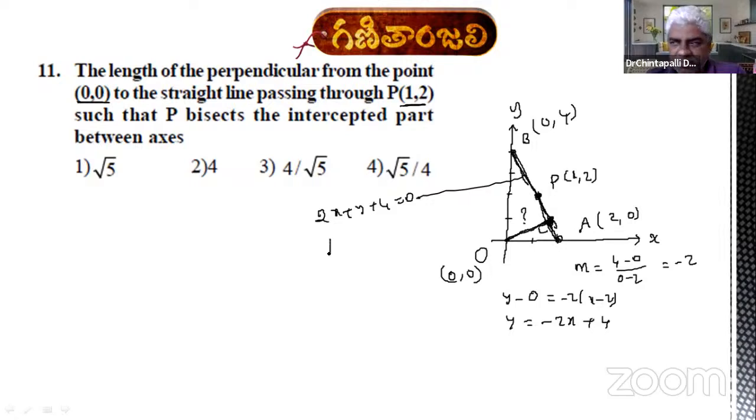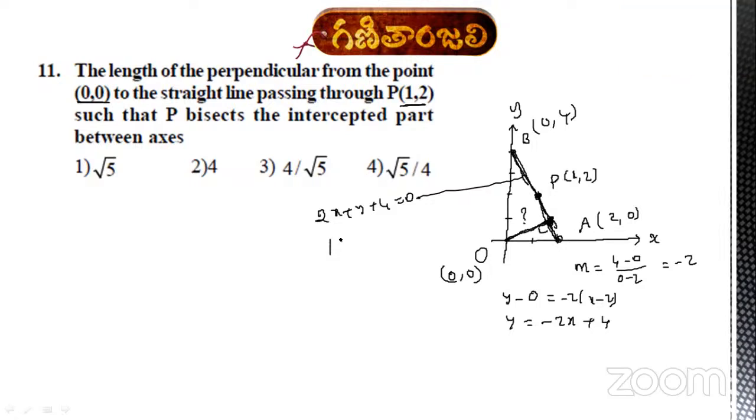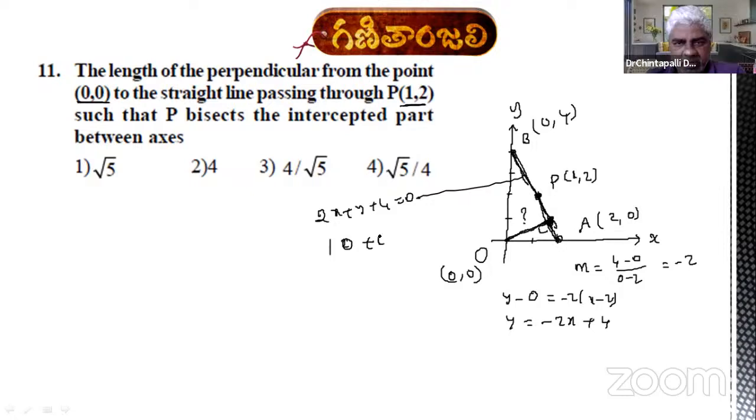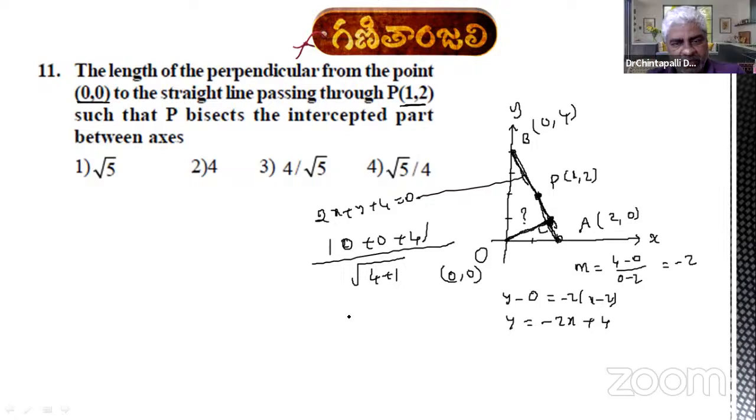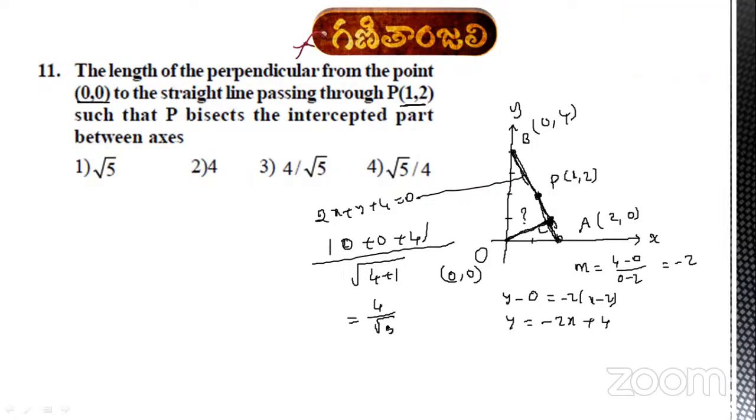Mod of 0 plus 0 plus 4, by the square root of 2 square plus 1, that's 3. No, sorry, 5. So 4 over root 5, right?